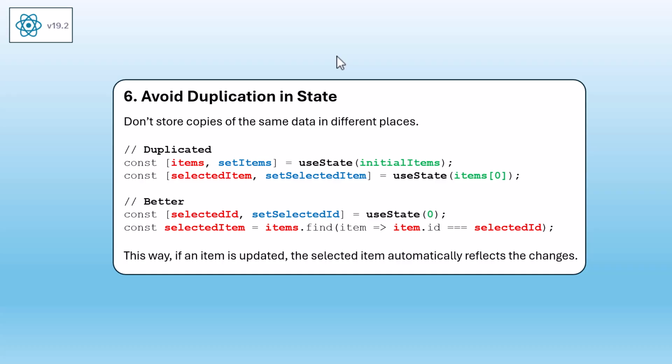A better approach is to store only the essential reference, for instance, the ID of the selected item. Then, whenever you need the full details, you look them up from the list. This eliminates duplication. Now, when you edit an item, the displayed selection automatically updates because both the list and the selected reference point to the same source of truth.